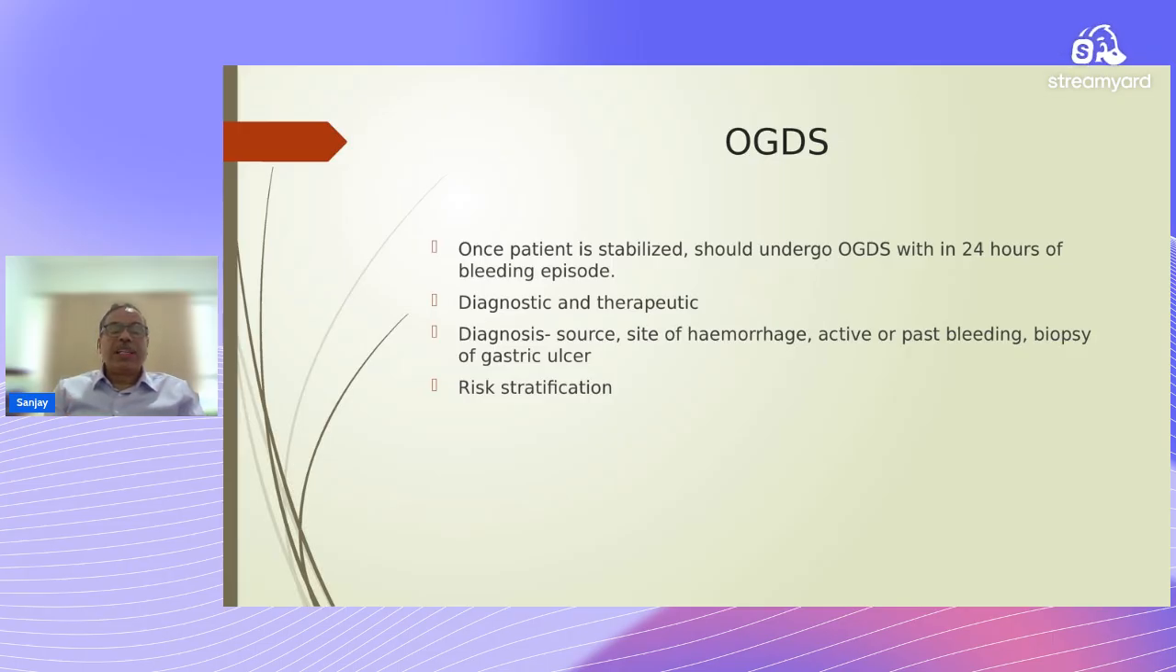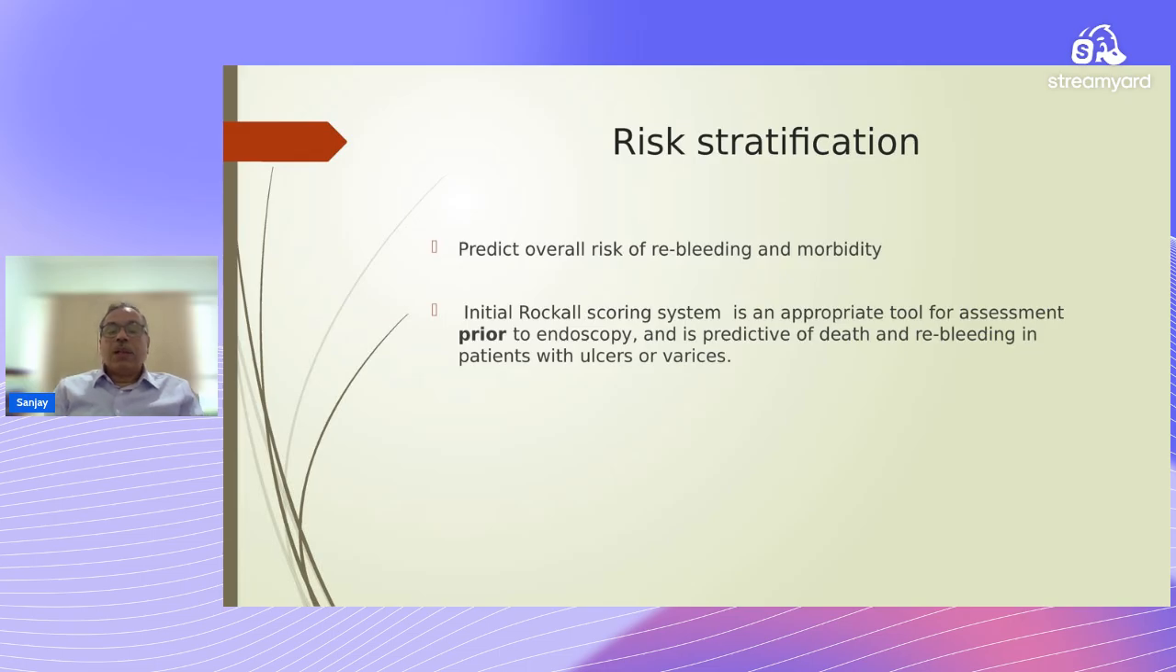And it is also therapeutic. We have already seen that more than 90%, 95% of cases of upper GI hemorrhage can be controlled by OGDS measures, as well as by interventional radiological measures. The risk stratification is a very important tool in managing a patient of upper GI hemorrhage. Of course, all this would be done once your patient is hemodynamically stable.